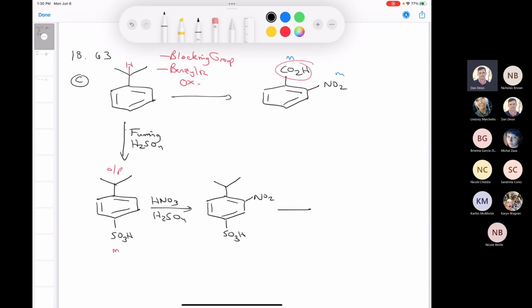So now, Nick, like you said, we're going to treat this with dilute H2SO4, and that's going to knock the blocking group off. So now we have our isopropyl still intact. We have our nitro group. And this is the key, in my opinion. It's doing the benzylic oxidation. You've got a benzylic proton, and therefore you can do one of two options.